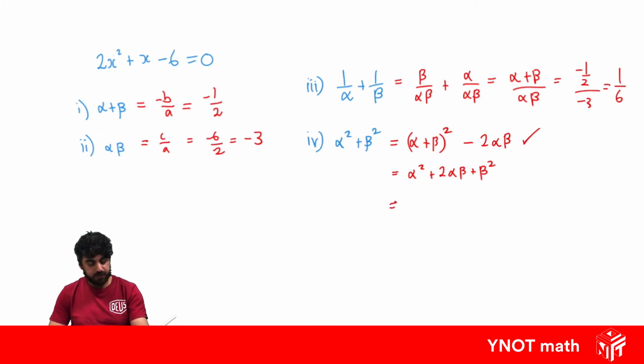And that's very helpful because we know what alpha plus beta is. That's minus a half. And we know what alpha beta is. That's minus 3. So we just end up with minus a half squared, which is a quarter, minus 2 times minus 3 is 6, and that's going to give us 25/4.